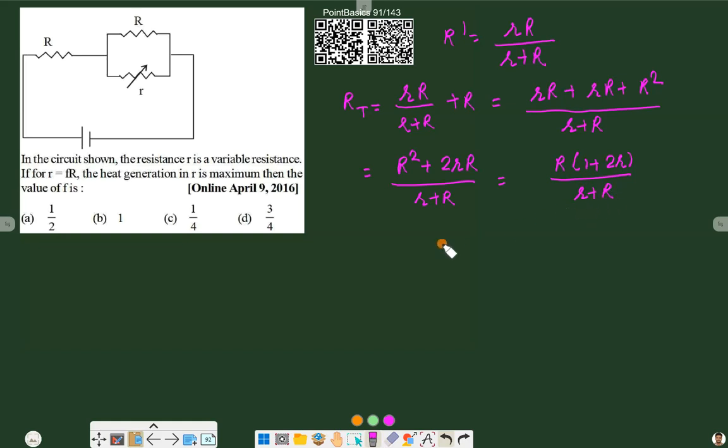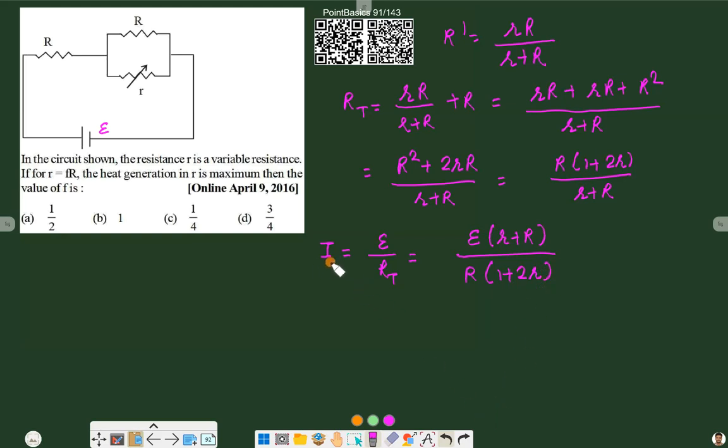Now the current through the circuit, I, will be potential divided by total resistance. Suppose potential is E, so it will be E by RT. So it will be E times R plus r divided by R times 1 plus 2r.